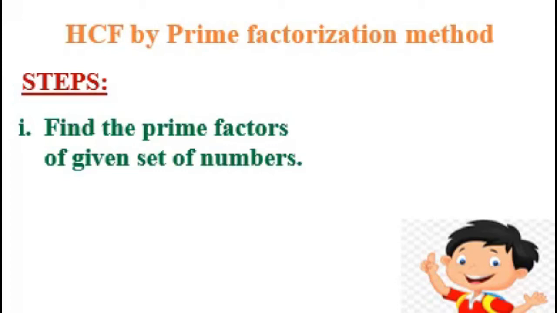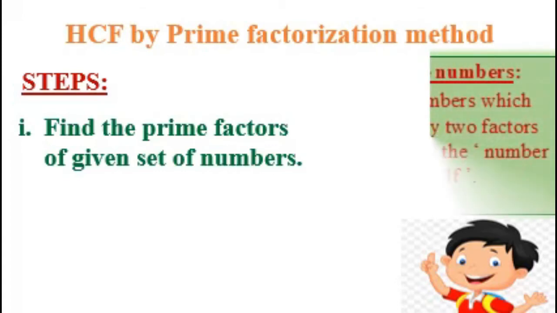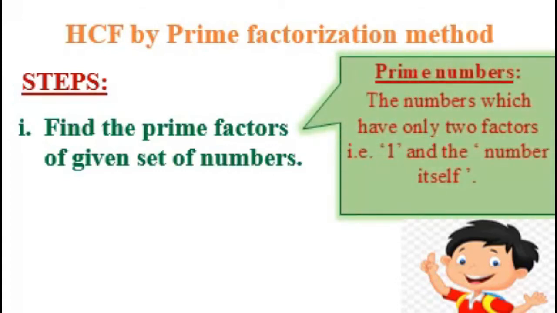Let's recall the concept of prime numbers. The numbers which have only two factors are called prime numbers. And what are those two factors? Yes, 1 and the number itself. Some of the prime numbers are given over here: 2, 3, 5, 7, 11, 13, and so on.